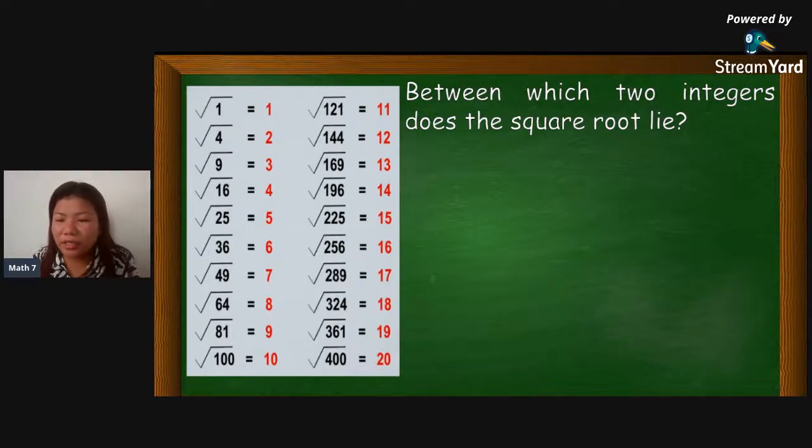Square root of 324. Okay. So, that's all. Oh, hindi pa tayo mag-goodbye. 324, that is 18. So, let us have, ito, square root of 3.